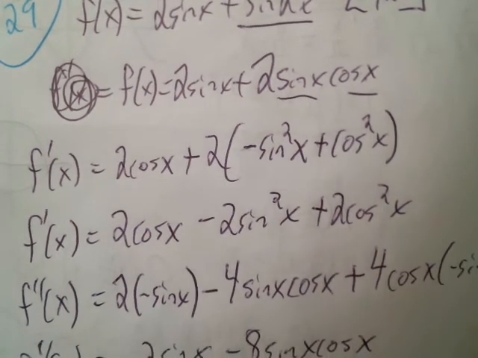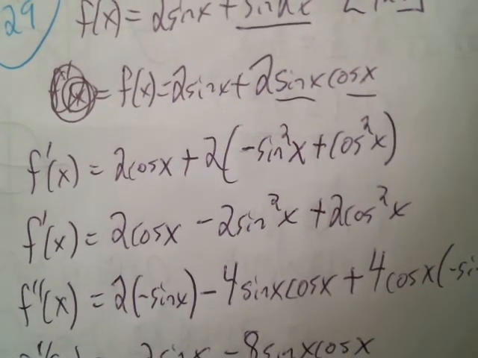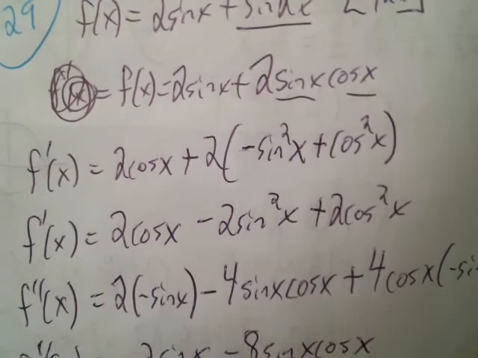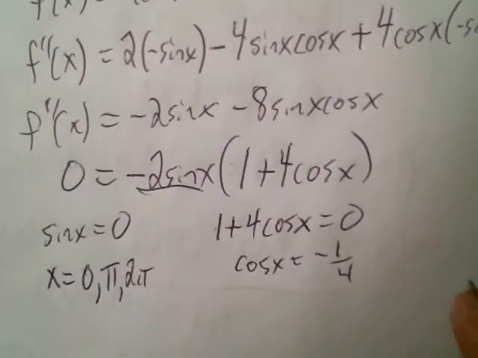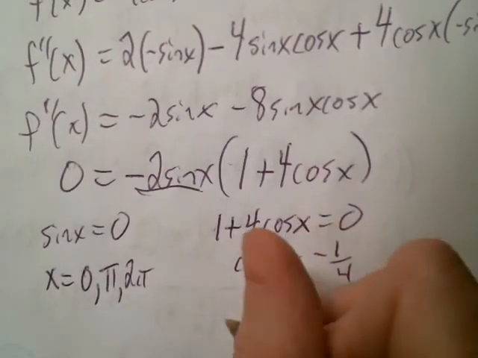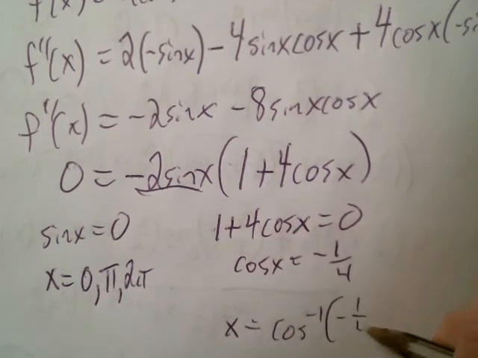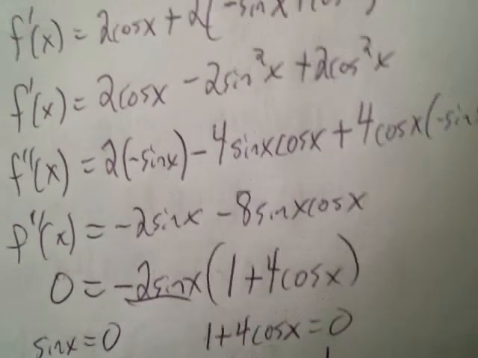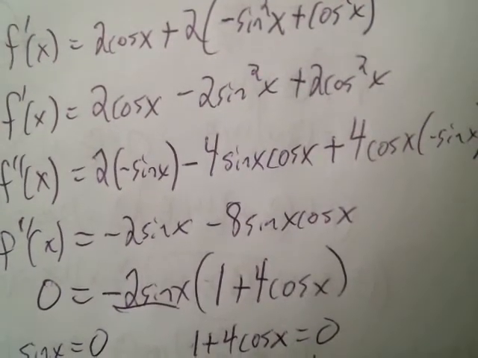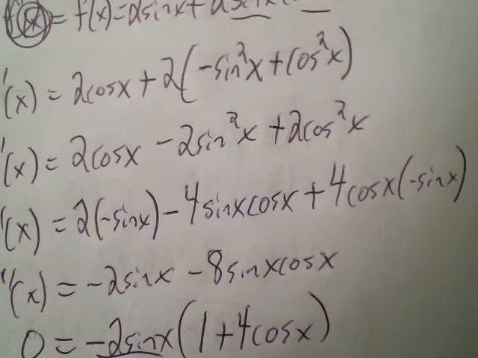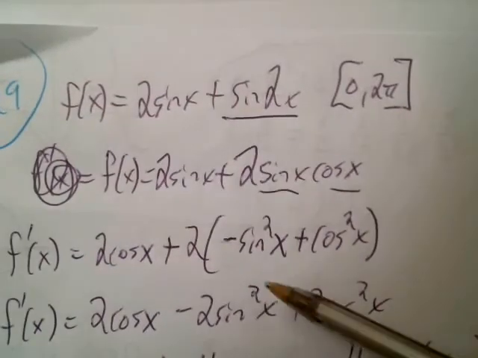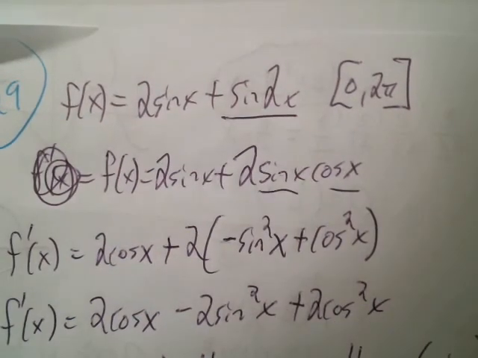So cosine of x is going to be negative 1/4. The trouble with that is I can't use my brain to figure that out. x is equal to cosine inverse of negative 1/4. That's a bummer. Did I do something wrong? So this would have been 4, 4.